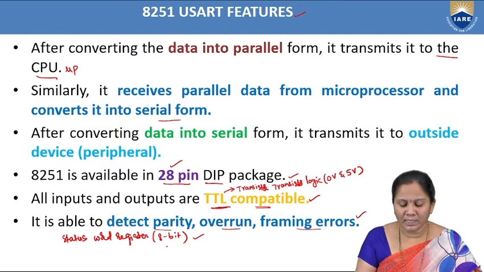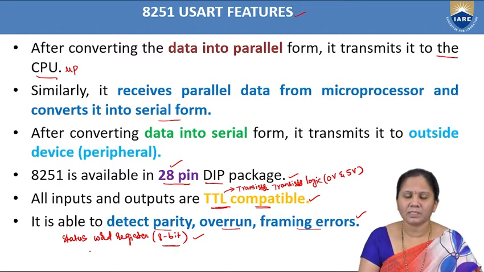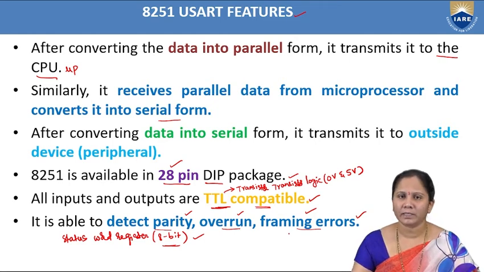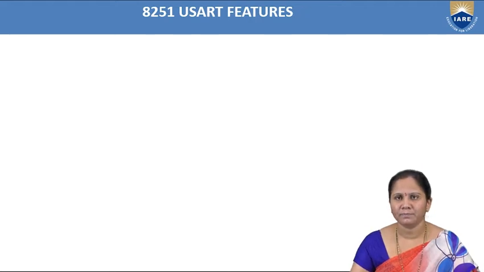Okay. So it is an 8-bit register. Totally, among the 8 bits of this status word register, 3 bits are related to parity, overrun and framing errors. So with the help of the 3 bits available in the status word register, these types of errors can be detected. All these are the important features of this 8251 USART.